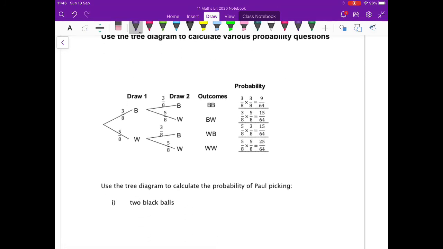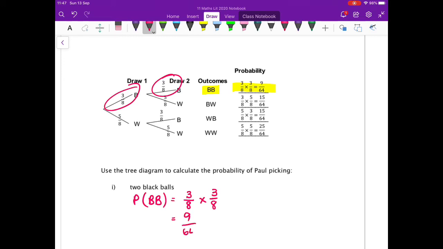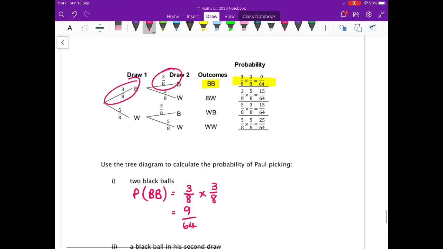Right, the first one: use the tree diagram to calculate the probability of picking 2 black balls. So in other words, this is what we're looking for. So the probability is 9/64, which you need to write as the probability of black, black will equal, now you're going to take that value, 3/8, multiplied by 3/8, and that would equal 9/64. So that's just the way of doing what we explained previously.